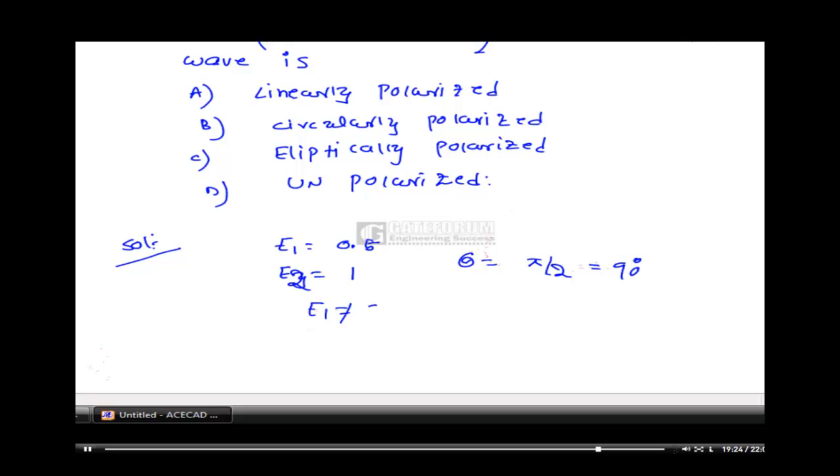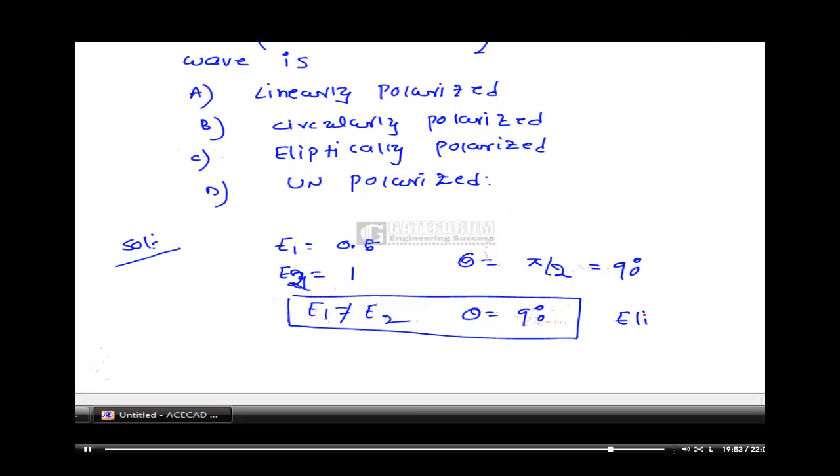Here E1 is not equal to E2 and theta is equal to 90 degrees. If theta is equal to 0 or 180 degrees, then it is a linearly polarized wave. For circular polarization, E1 must be equal to E2. So definitely E1 not equal to E2 and theta equal to 90 degrees is the condition for an elliptically polarized wave. So option C is correct.